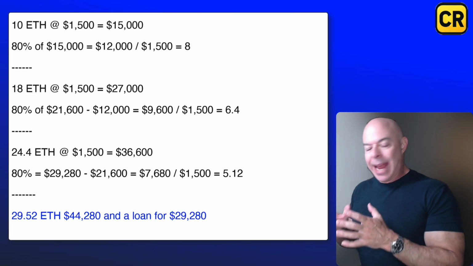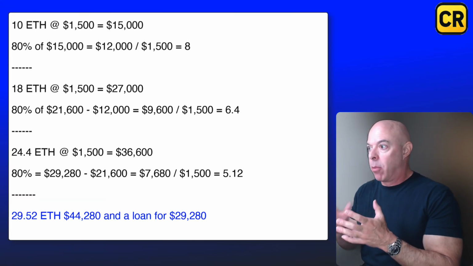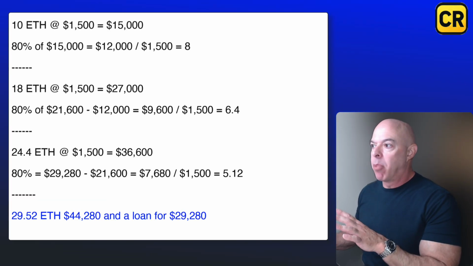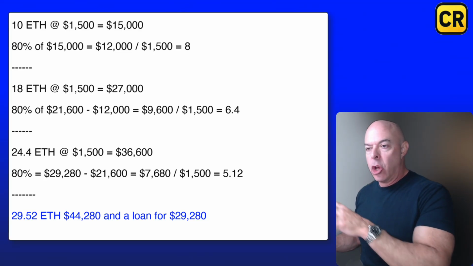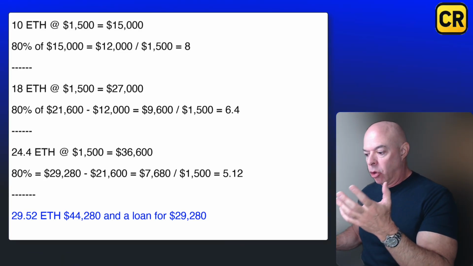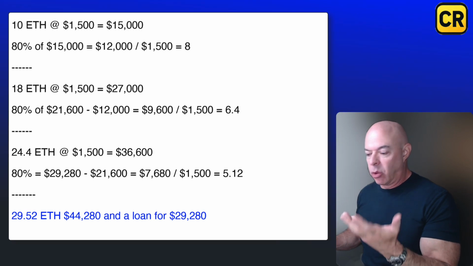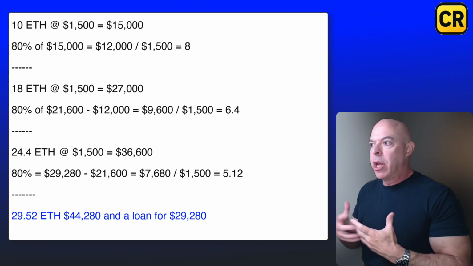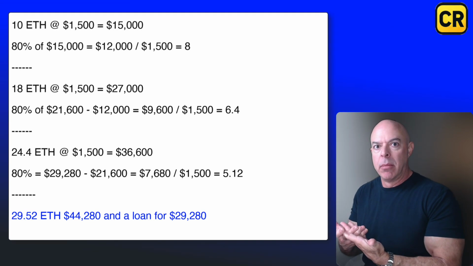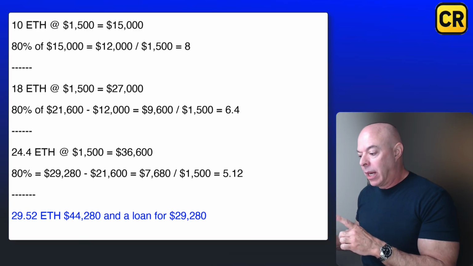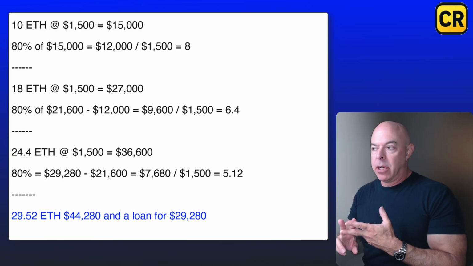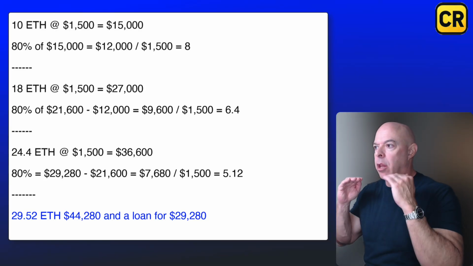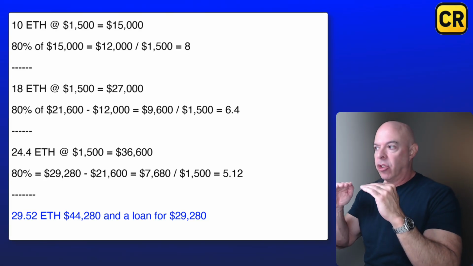Now, let's look at what we have and where we're sitting at the moment. We are now at 29.52 Ethereum that we've supplied. So we went from 10 Ethereum to, let's just call it 30. So now we hold 30 Ethereum, but we have a loan of $29,280, let's say $30,000. There are 3 things that can happen here. The price could just stay where it is and it's just going to sit.